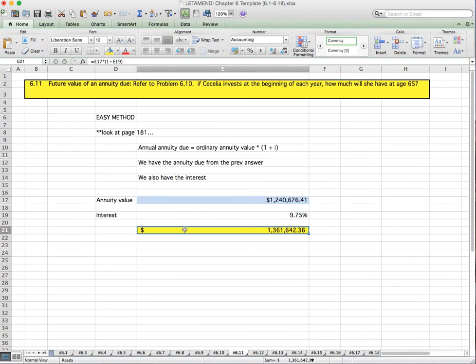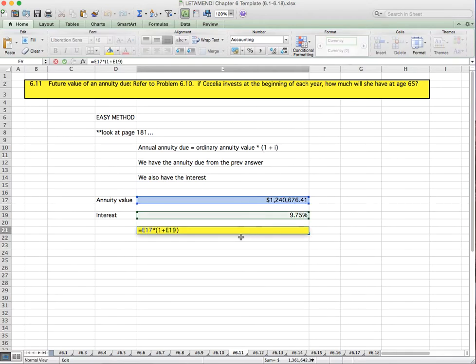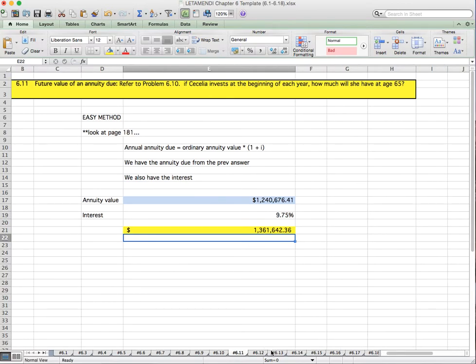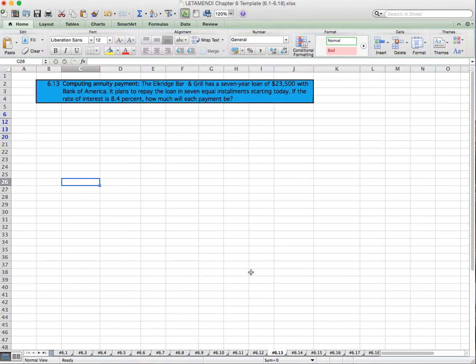So all we're really doing here is just following this formula: the ordinary annuity value, which is this, times 1 plus the rate. I did the annuity value times, in parentheses, 1 plus the rate, and we get 1,361,642 and 36 cents. And if we confirm with the back of the book, we got it. So now we can move on to problem 6.13, computing annuity payment.